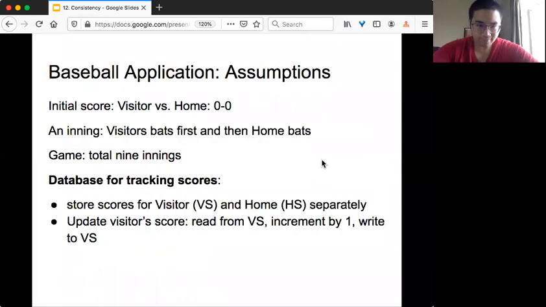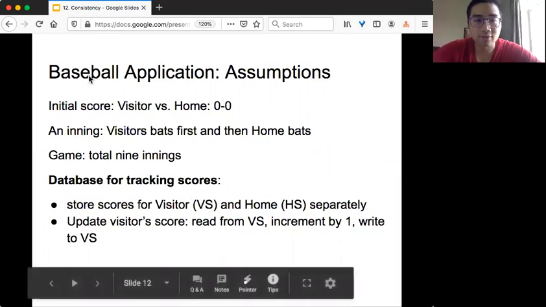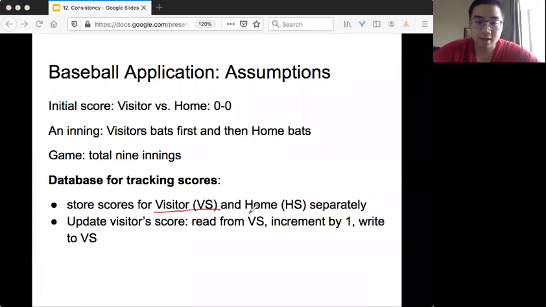Okay. And here the assumption for baseball is that we want to write an application that keeps track of the scores. So we have a database with two key-value pairs. One keeps track of the visitor score, say VS, and the other the home score, say HS, where the keys are simply VS and HS. Initially, each item is initialized to 0, 0 because nobody has scored.